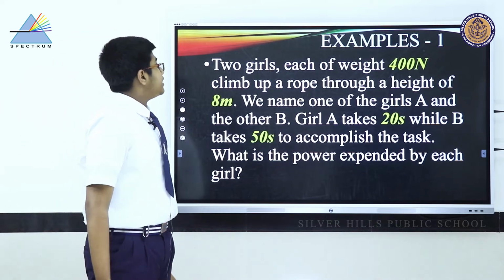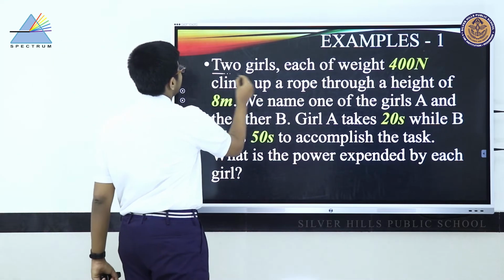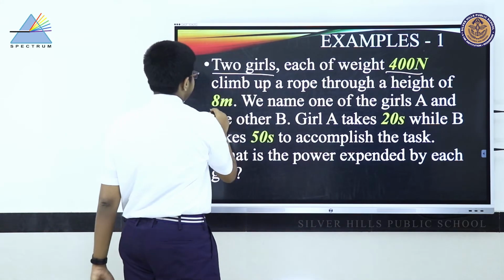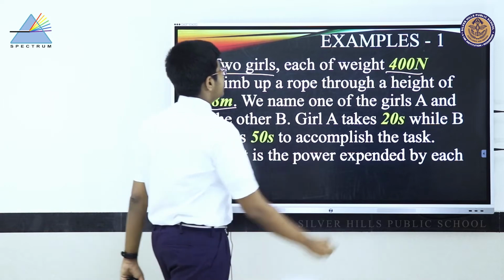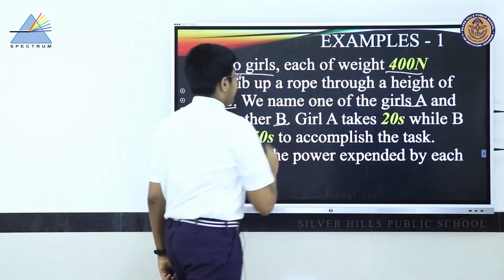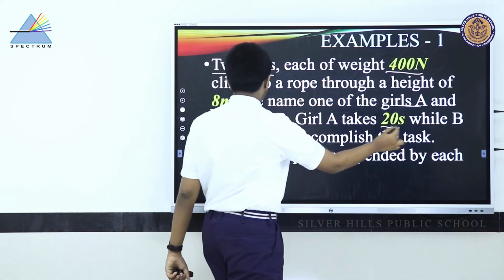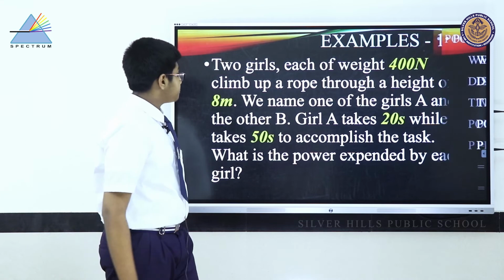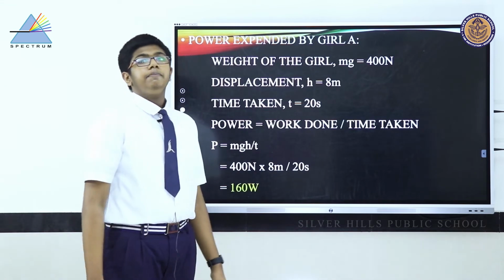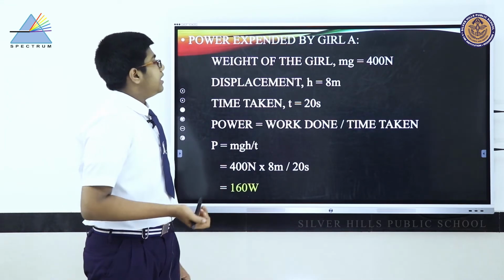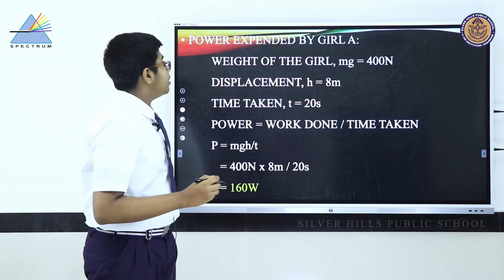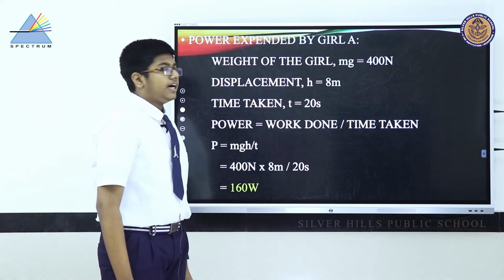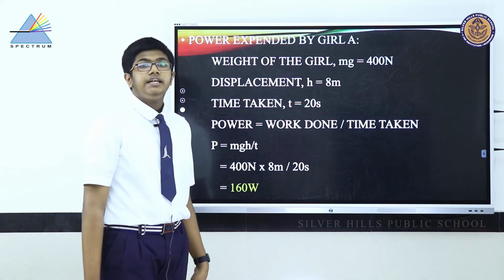So here the data given are: there are two girls and both of them weigh 400 Newton, and the height of the rope is 8 meter. We will name the girls as girl A and girl B. Girl A took 20 seconds while girl B took 50 seconds. Now we have to calculate the power expended. For girl A, the weight of the girl as per the question is mg = 400 Newton, the displacement, which is the height, is 8 meter, and the total time taken t is 20 seconds.